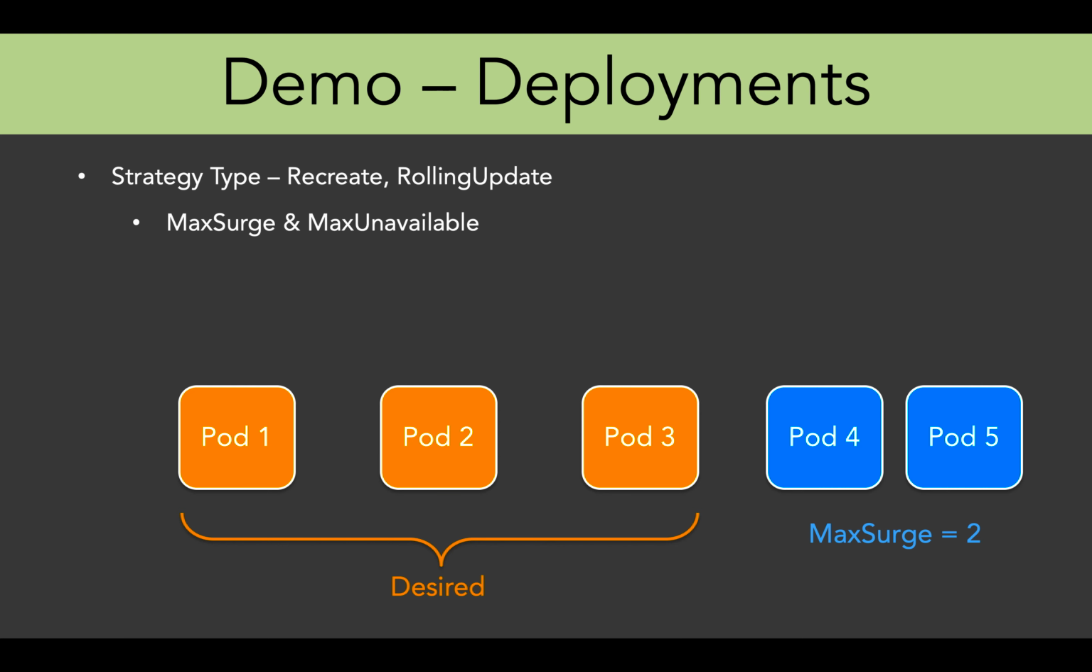Similarly, we have max unavailable, which is opposite to max surge. And we mention the max unavailable in the manifest file, which is used to specify the maximum number of pods that can be unavailable during the update process. It can also be an absolute number or a percentage.